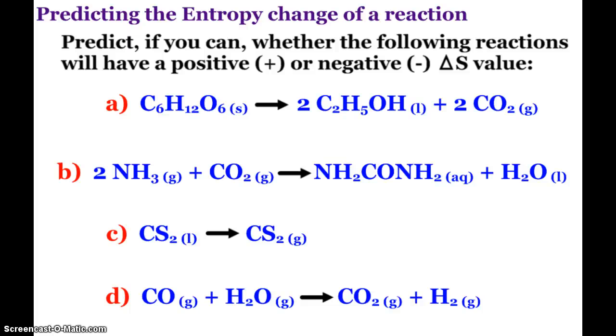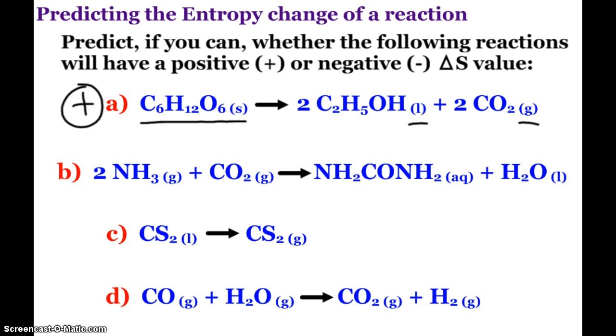So our first one, we have solid glucose becoming liquid ethanol and carbon dioxide gas. So hopefully you said that this is a positive delta S, for a couple reasons. A single molecule is breaking apart, but also we're creating a gas from a solid. Both of those situations show an increase in entropy.